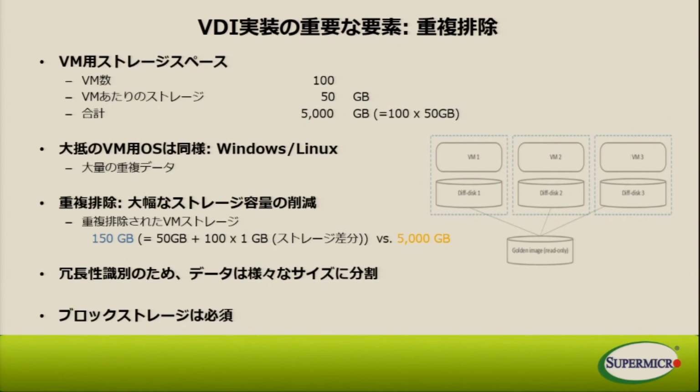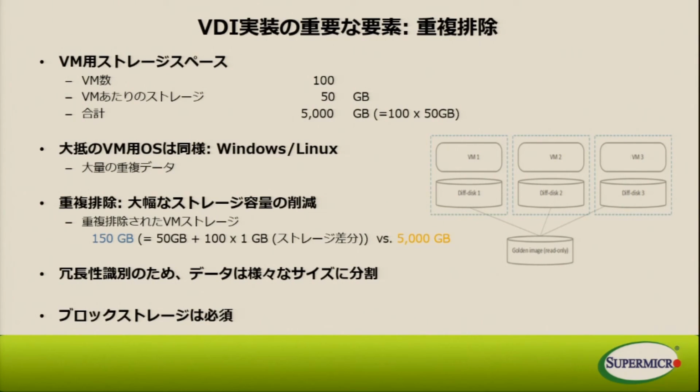And another one will be deduplication. So basically, every virtual machine has something similar, like Windows, Linux. They are actually very much similar to each other, and so you don't want to store the same thing per every virtual machine, right? So if you have 100 virtual machines, and each takes about 50 gigabytes, the total will be 5,000 gigabytes, which is a lot.